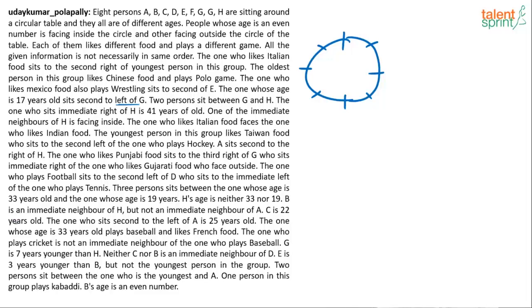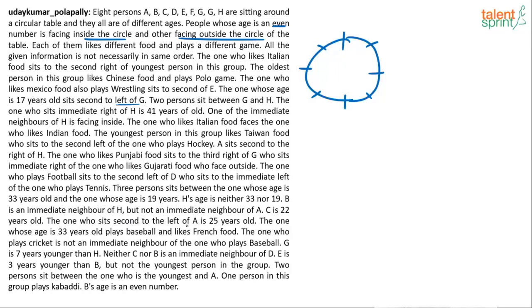I'm just finding out if there is anything which is very specific and given to us. C is 22 years old. So C will be facing center because C is 22 years old, right? We know that persons whose age is an even number will face inside the circle. Others will face outside the circle. So C will face center.